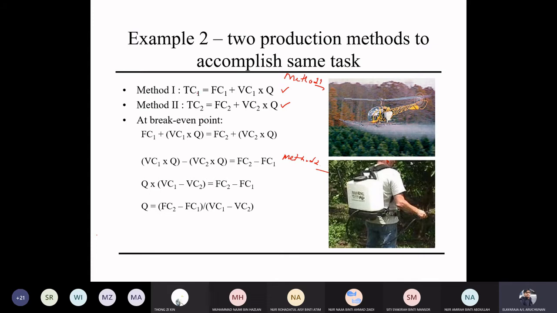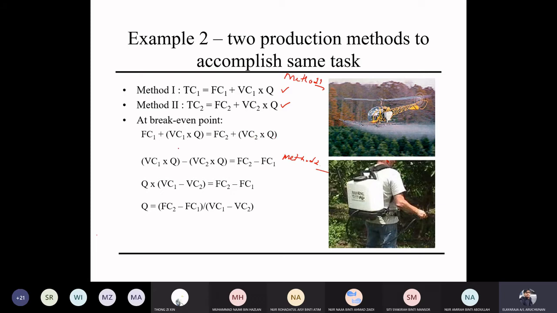Now we need to calculate the break-even point. We're going to calculate how many trees can be sprayed, based on the two methods, so we optimize it. As we know, we equate both total costs. We make total cost 1 equal to total cost 2. So we get this: fixed cost 1 plus variable cost 1 times quantity equals fixed cost 2 plus variable cost 2 times the quantity.